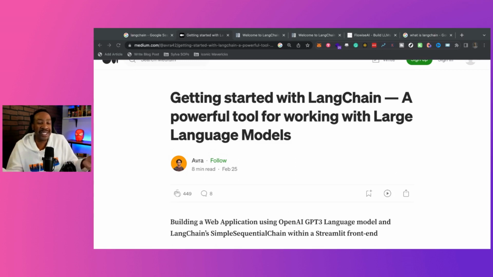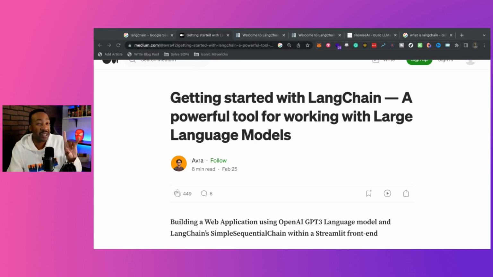LangChain, what in the world is it? We're going to talk about what it is and how to get started, even if you don't know how to code. So first of all, it is a way to be able to work with large language models. You've heard a lot about this if you've used ChatGPT or AutoGPT. So it's a way to do this.